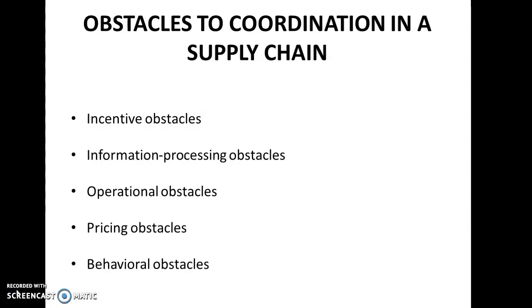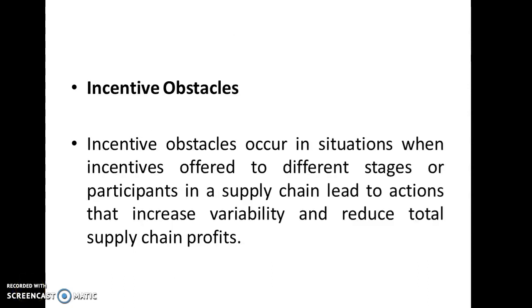They are incentive obstacles, information processing obstacles, operational obstacles, pricing obstacles, finally behavioral obstacles. Now we will discuss one by one in detail. The first one, incentive obstacles. Incentive obstacles occur in situations when the company or firm offer incentives to different stages or participants in a supply chain system, which may lead to actions that increase variability and also to reduce supply chain profits.